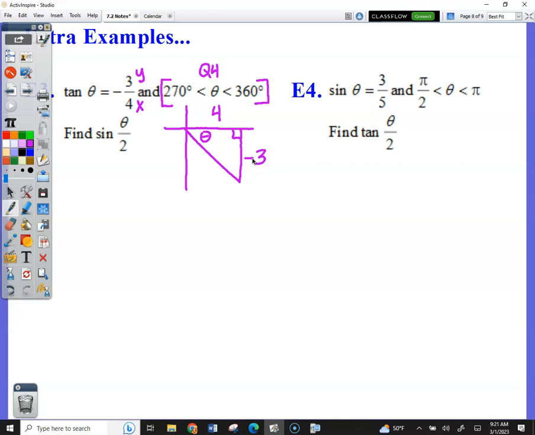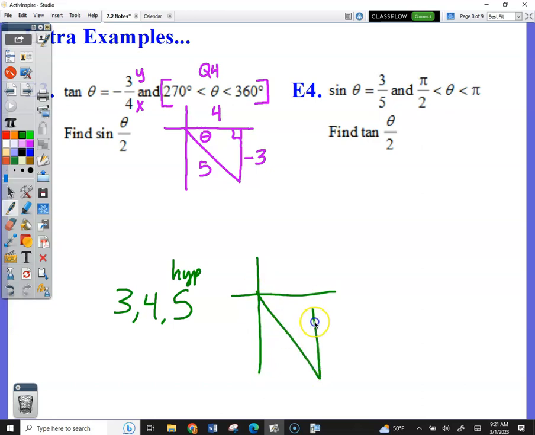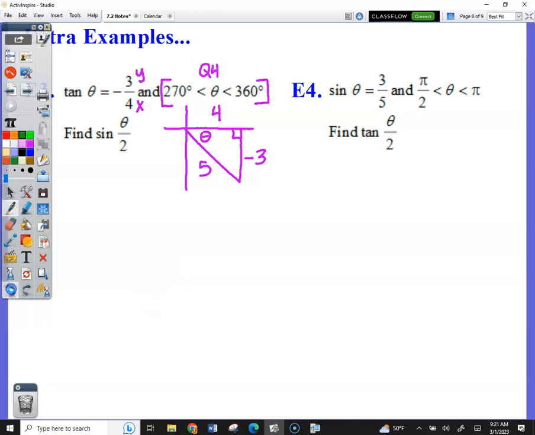And do I really need the Pythagorean theorem here? Nope. It's a 3, 4, 5. Let me show you something. Be careful with the 3, 4, 5 triangle. Always make sure that the 5 is on the hypotenuse. If you had a triangle like that, I don't know, don't shove a 4 in there just because you see 3 and 5. Always make sure the 5 is on the hypotenuse, okay?